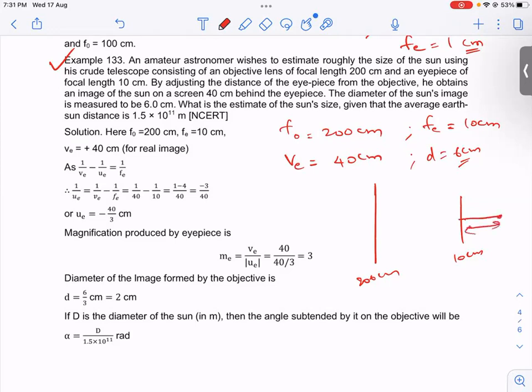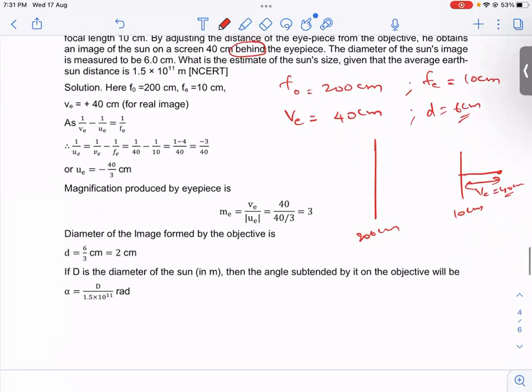So this distance VE is equal to 40 centimeter. Is it positive or negative? Positive, because they use the word behind the eyepiece. Positive now. Calculate where the image was formed before the eyepiece.